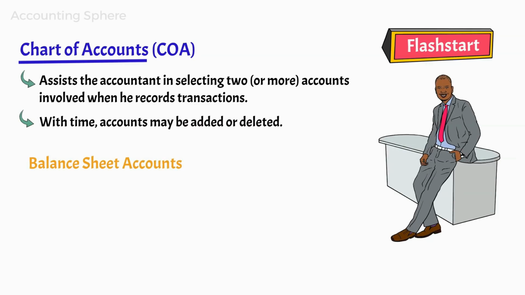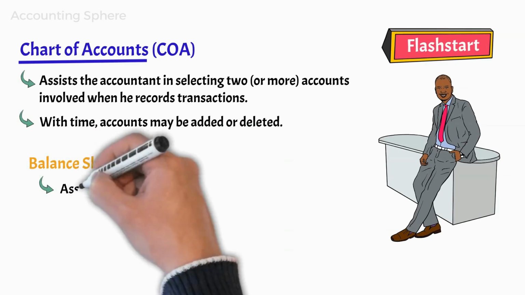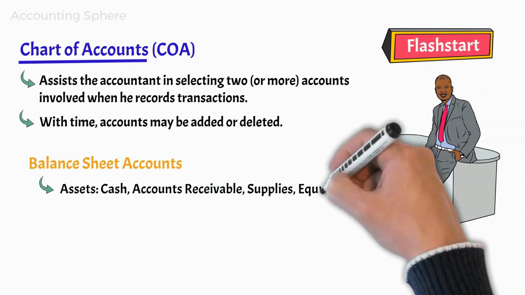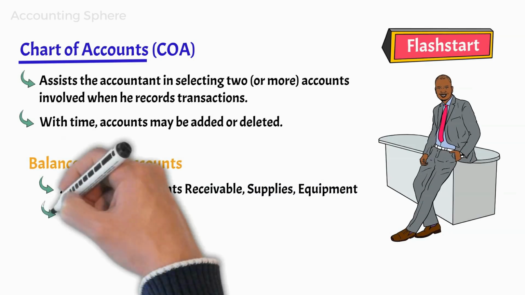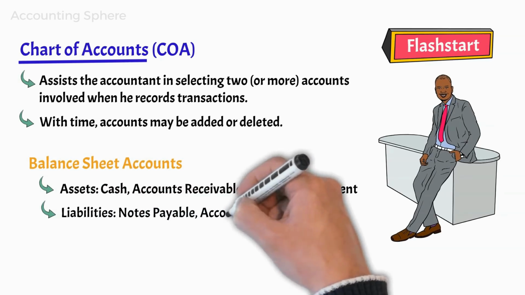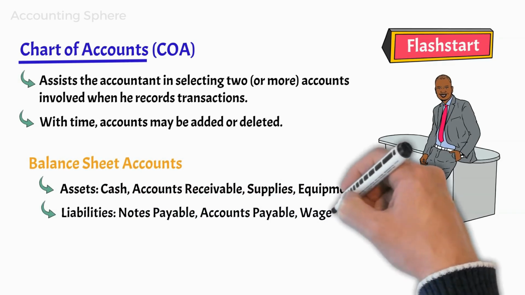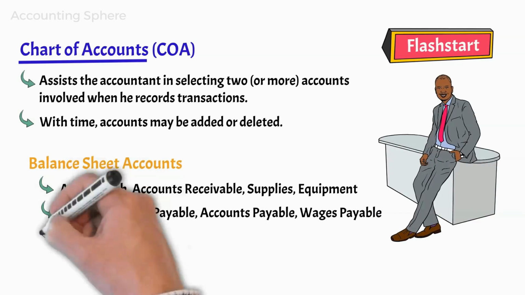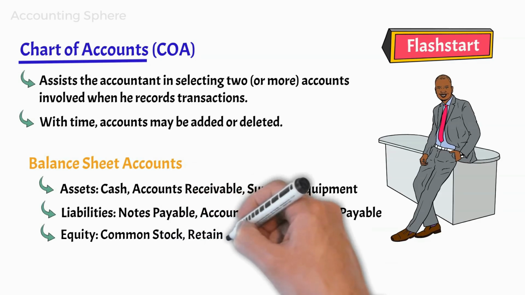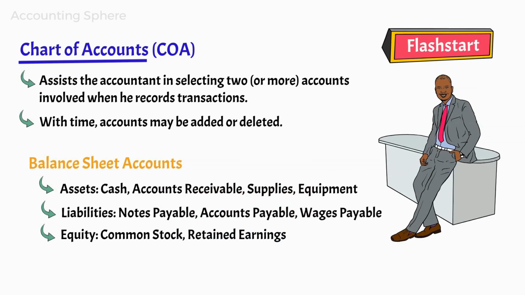Balance sheet accounts as asset accounts. Examples are cash, accounts receivable, supplies or equipment. Liability accounts. Examples are notes payable, accounts payable or wages payable. Stockholders' equity accounts. Examples are common stock or retained earnings.